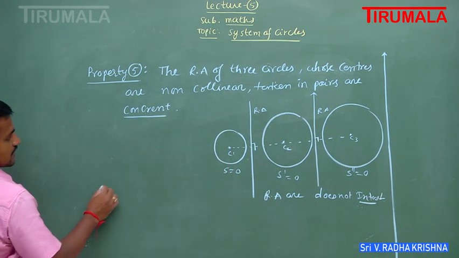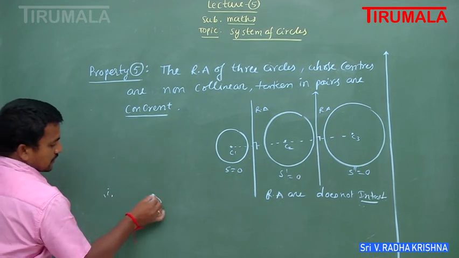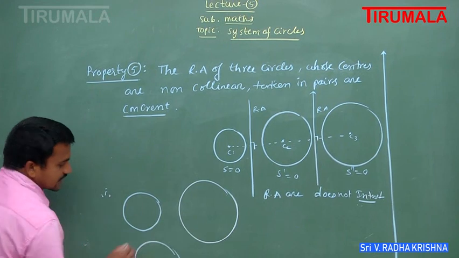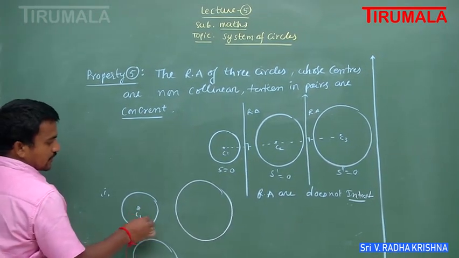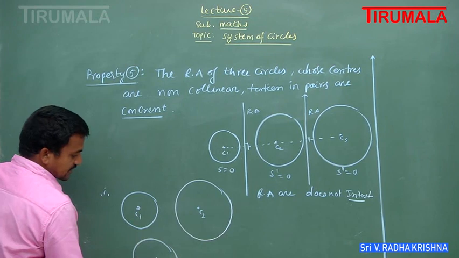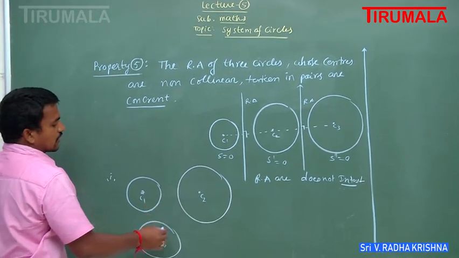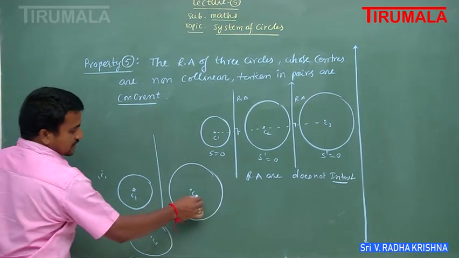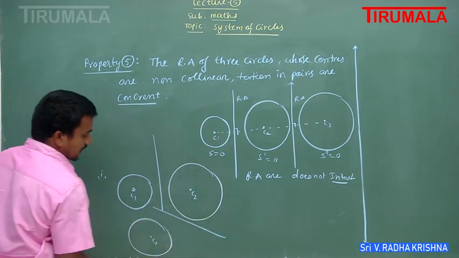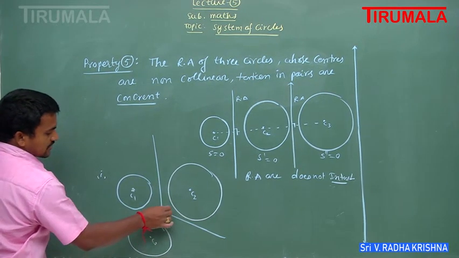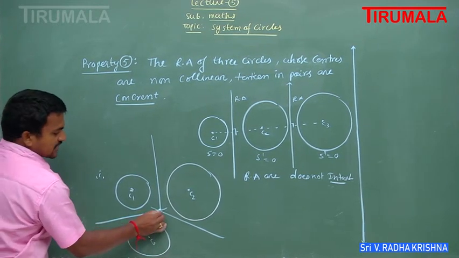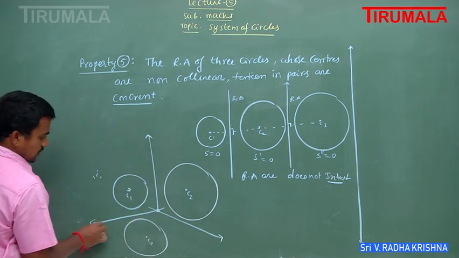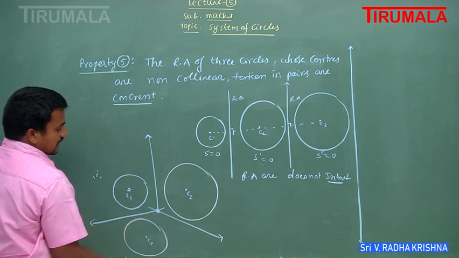So take a rough diagram where the 3 centers are non-collinear, like this. This is the center C1, this is the center C2, this is the center C3, 3 circles. The centers are non-collinear here. The radical axis of the first 2 circles is this. The radical axis of the second 2 circles is this. The radical axis of the other 2 circles is this. So these 3 radical axes are concurrent. This is the point of concurrence of the radical axes.